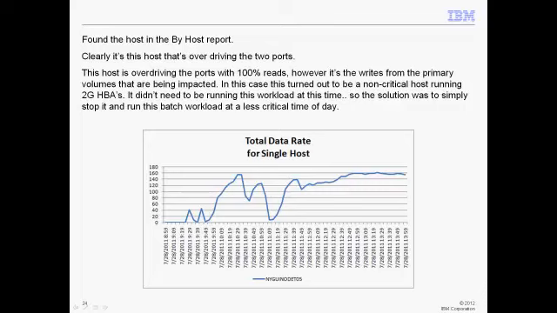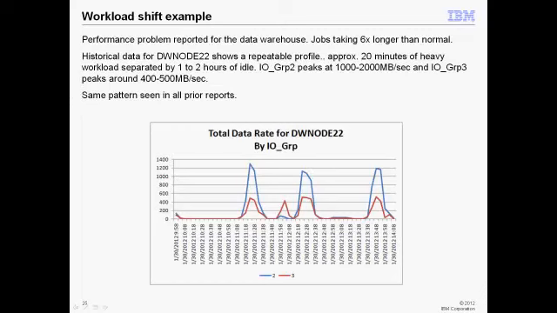It didn't need to be running this workload at this time, so the solution was simply to stop it and run this batch workload at a less critical time of day. Now I'm going to show you a workload shift example. The performance problem was reported for the data warehouse.